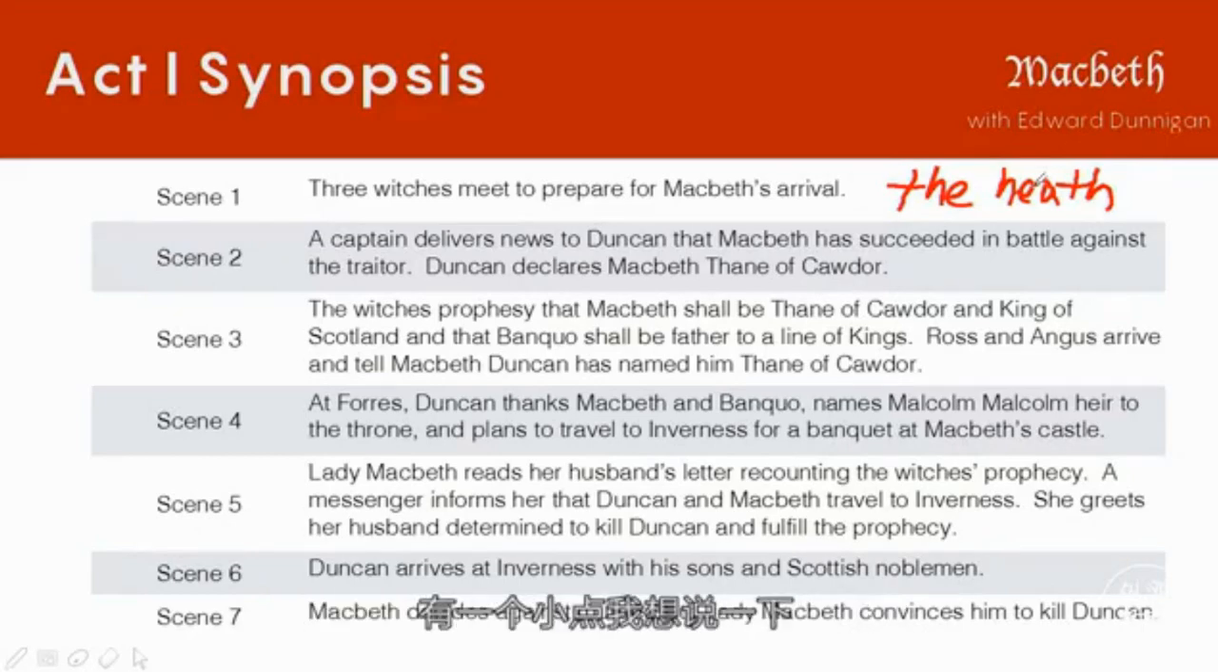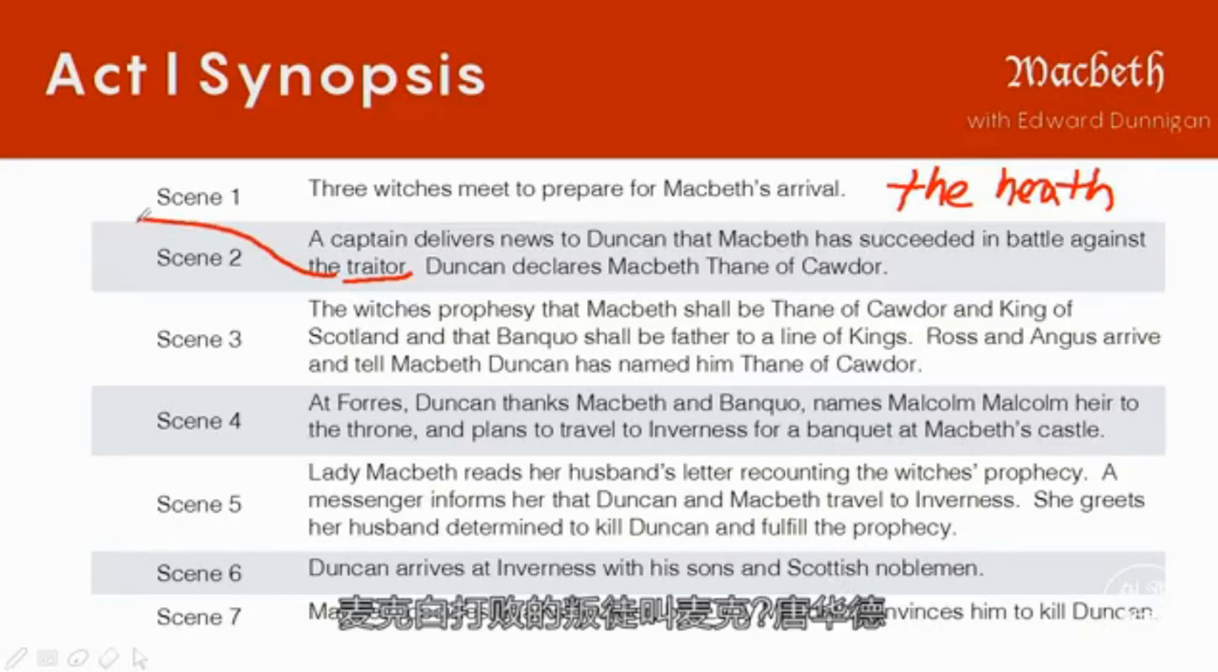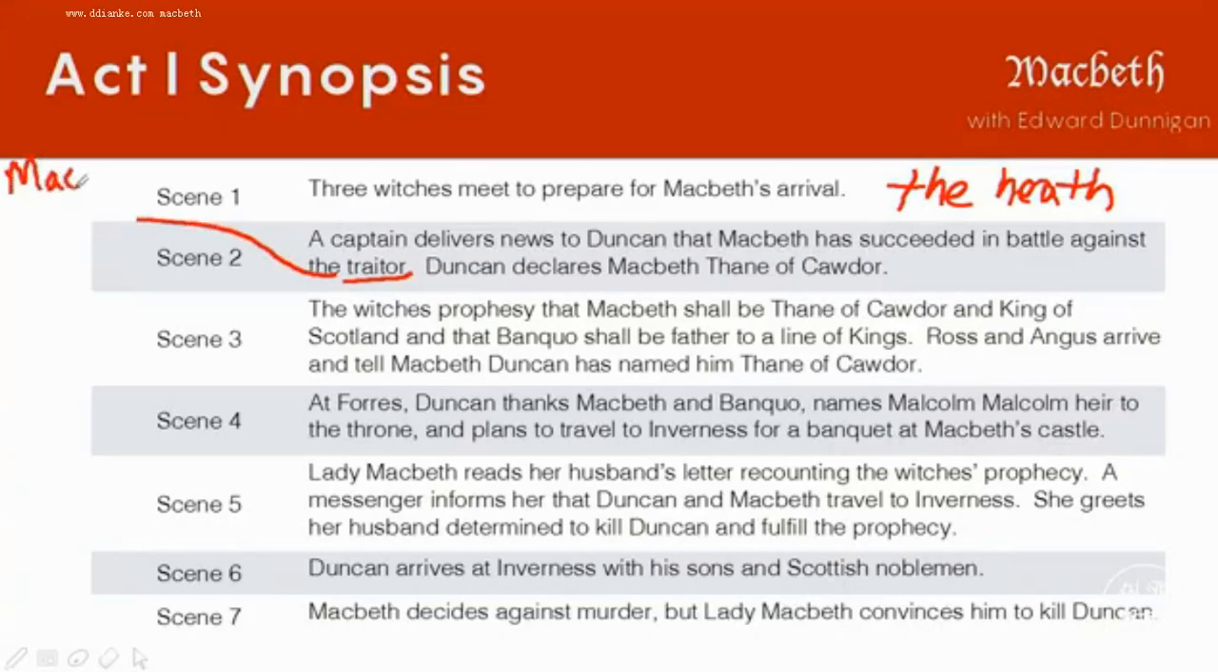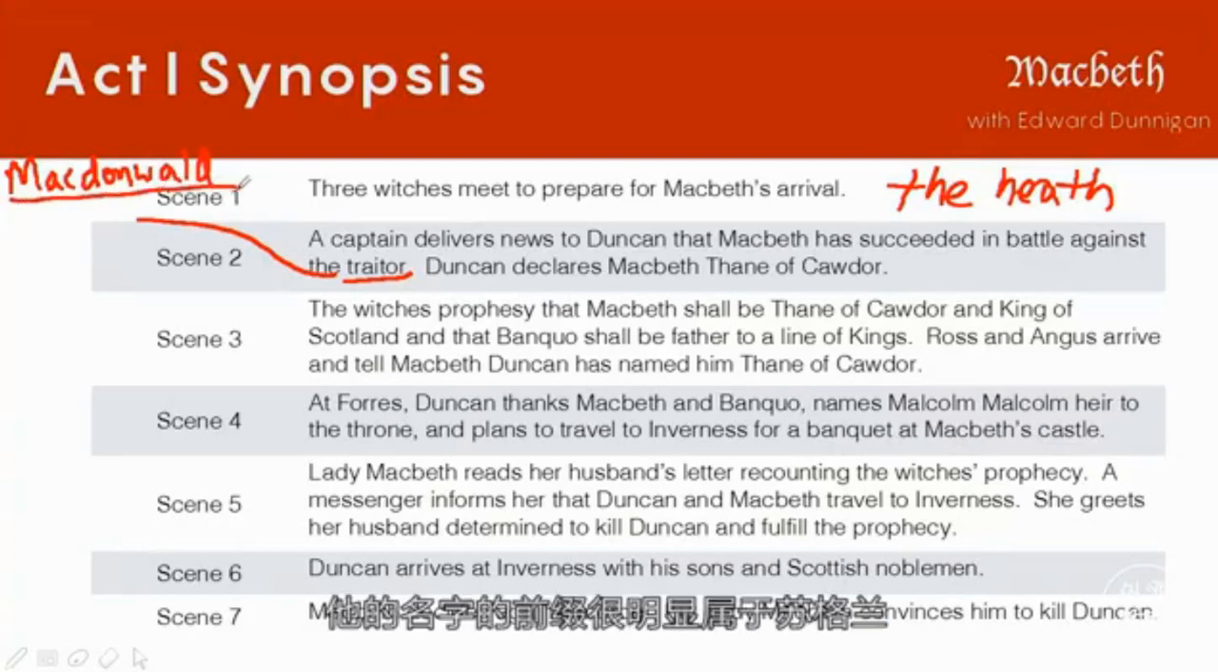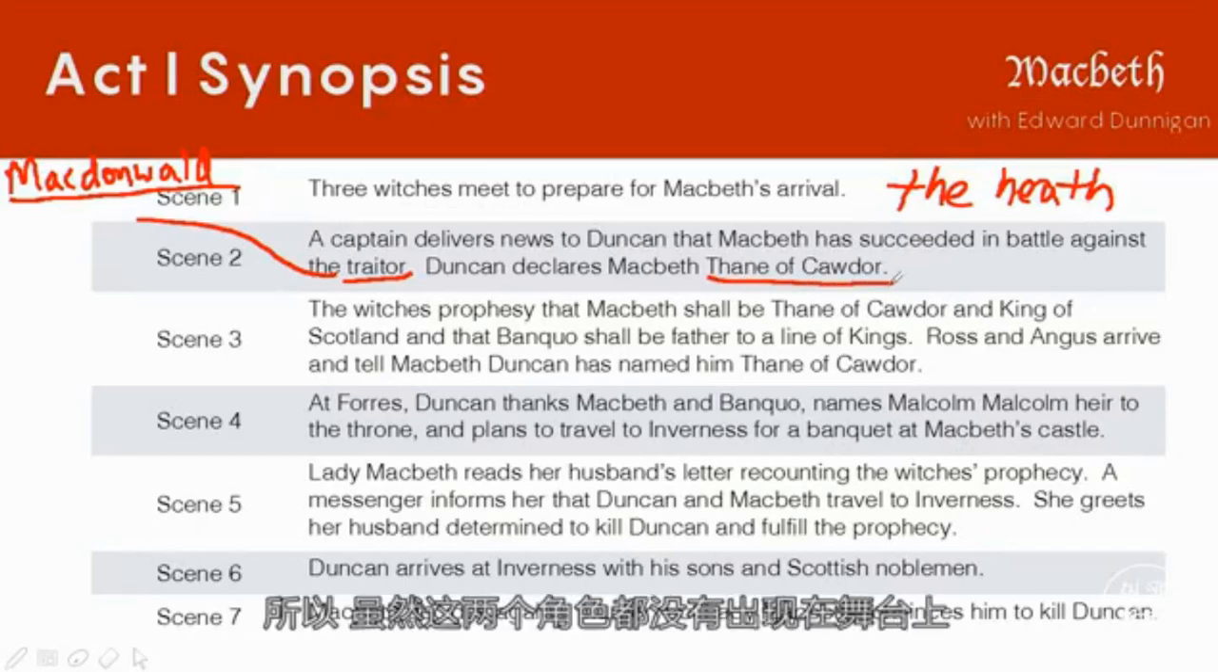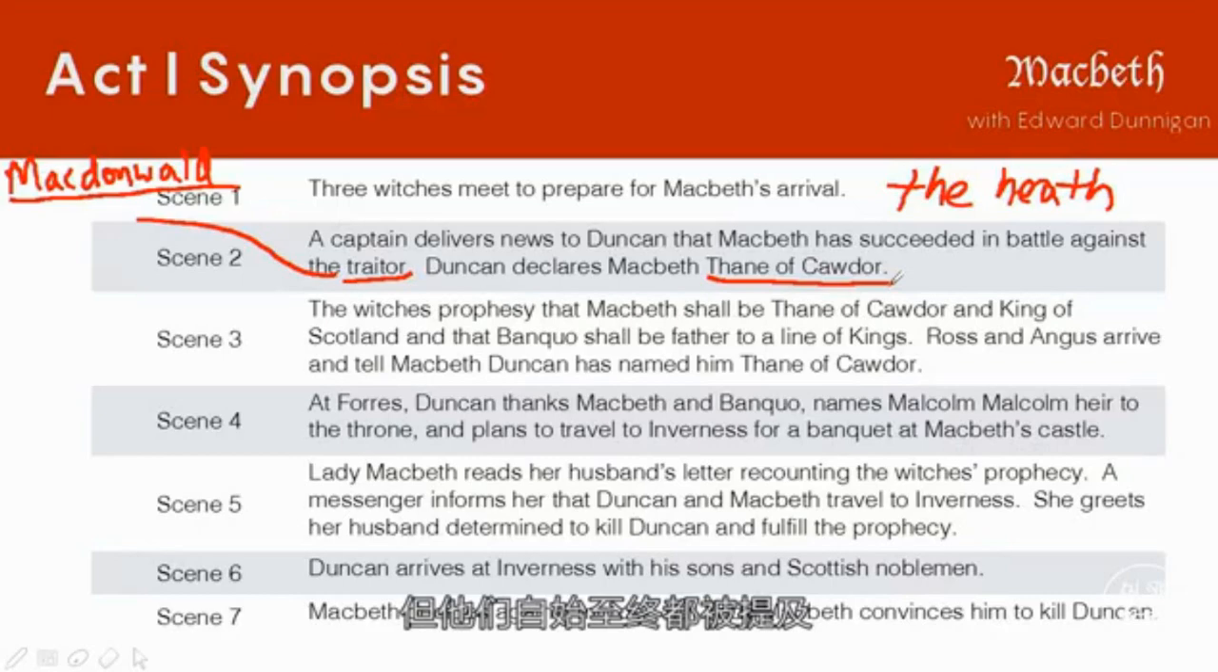Now, one small point of clarification I want to offer is that the traitor whom Macbeth defeats is called Macdonwald. Okay, he has this notably Scottish prefix to his name. The other traitor who is sentenced to death and whose title of nobility Macbeth inherits is the Thane of Cawdor. So neither of these characters appears on stage in the play, but both are referenced throughout.